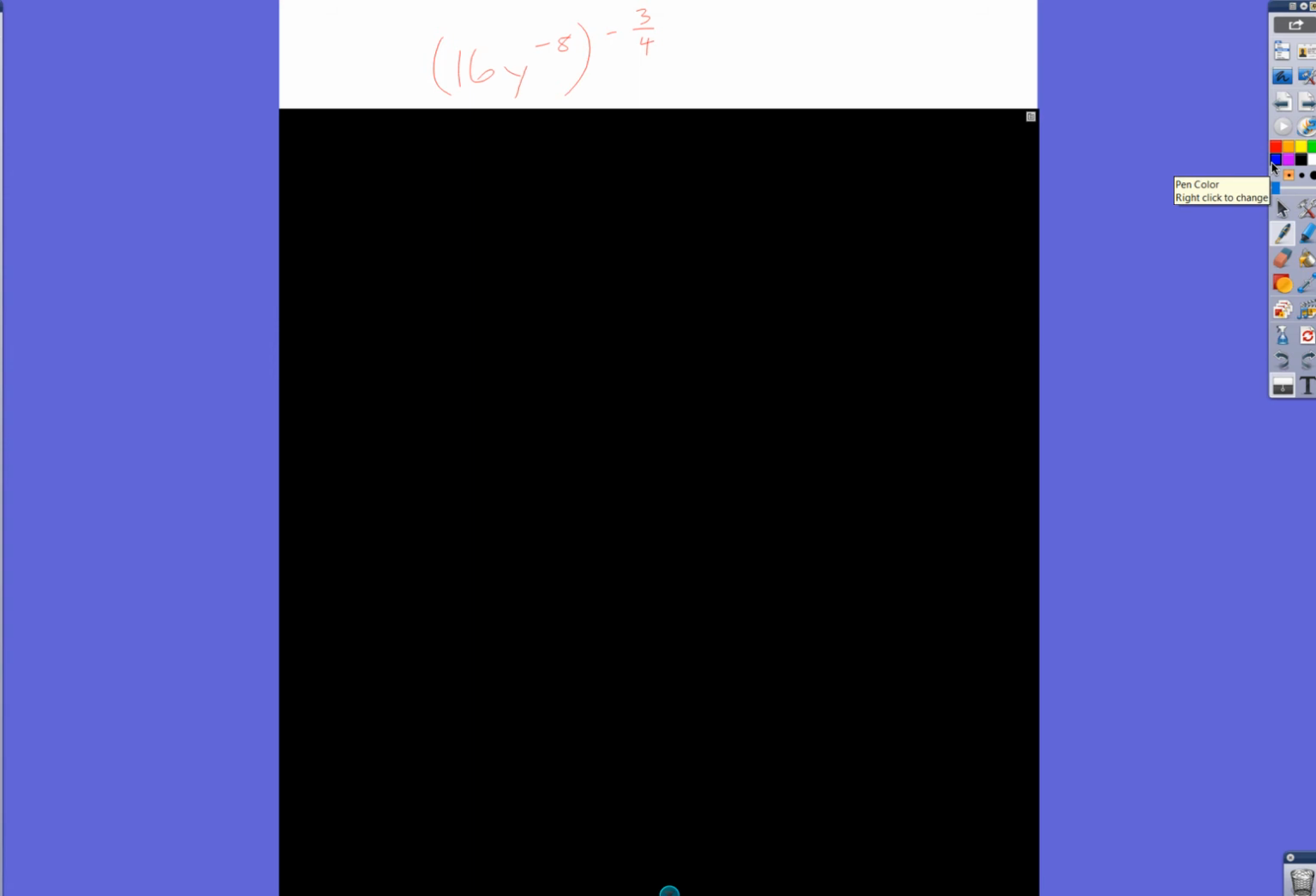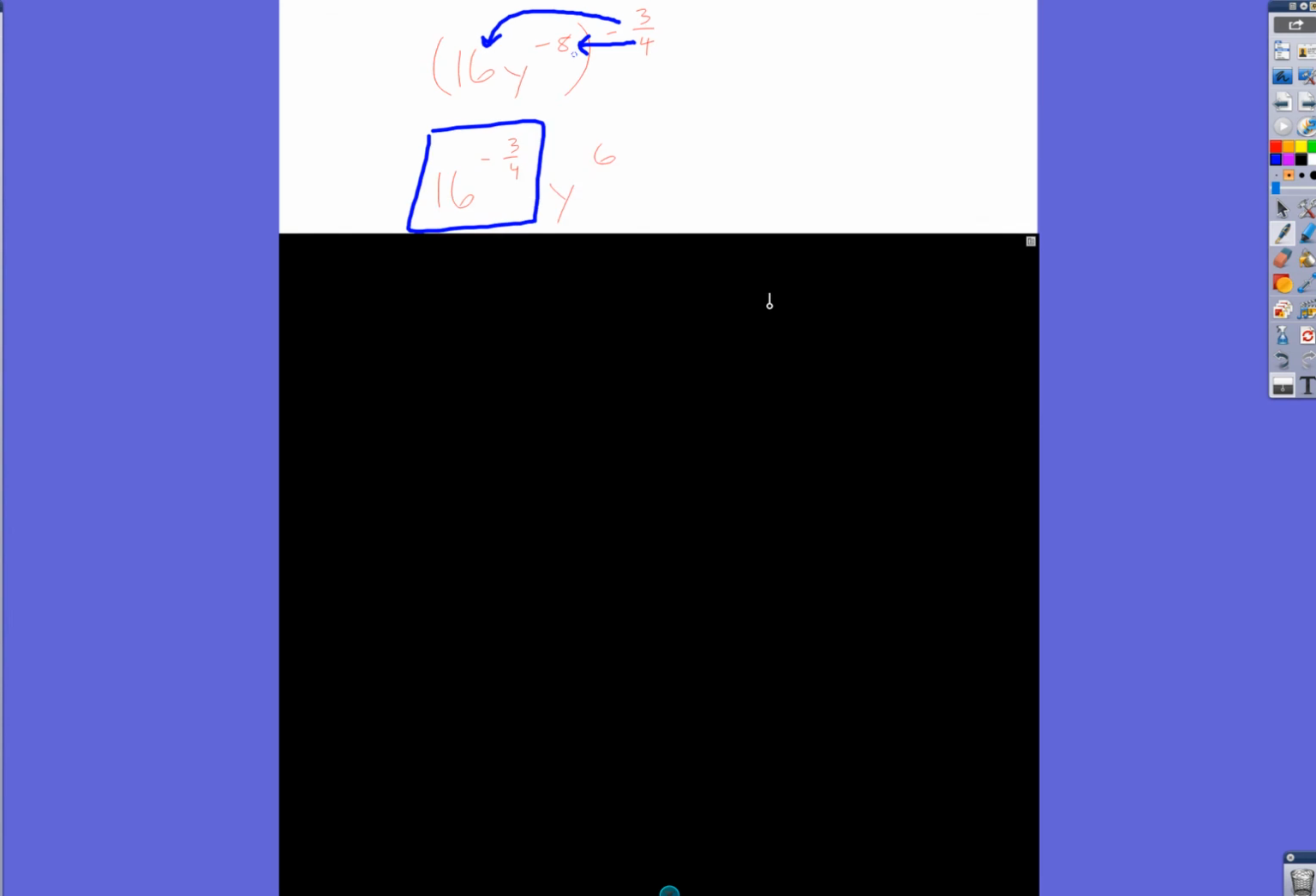One of those properties says that when you have a power on the outside of a parentheses and I'm multiplying on the inside, what am I allowed to do? Distribute. I'm allowed to distribute. So I can take that negative 3/4 power to each term. Now, when I take it to each term, the 16 is just going to get the negative 3/4, but that y already had a power. So what did we learn happens when you have a power of a power? What do you like to do with those powers? Not add. Multiply. Good. What is negative times negative? Positive. 8 times 3 is 24. Divided by 4 is 6.